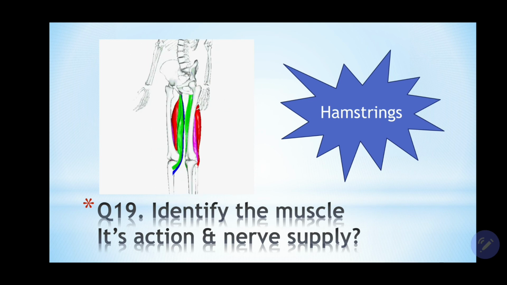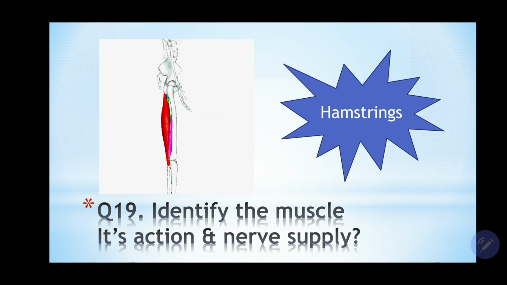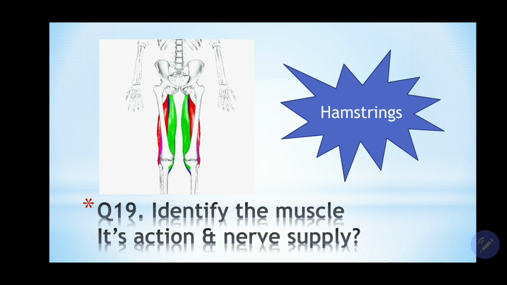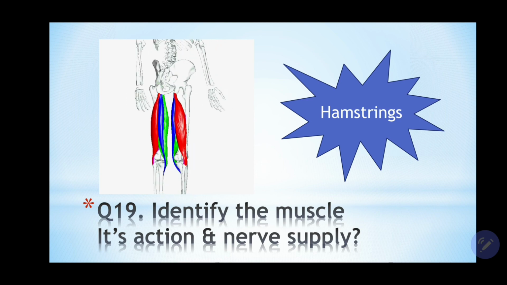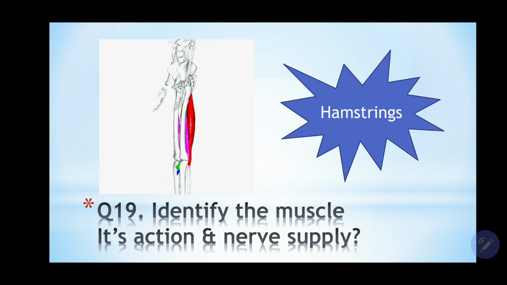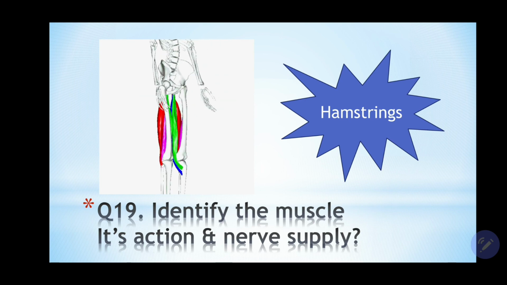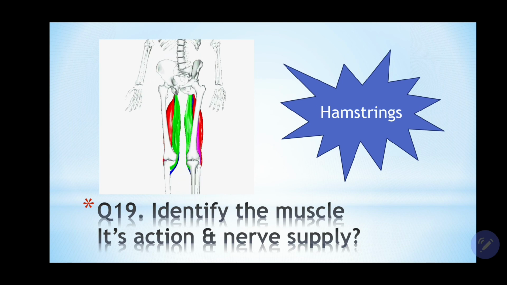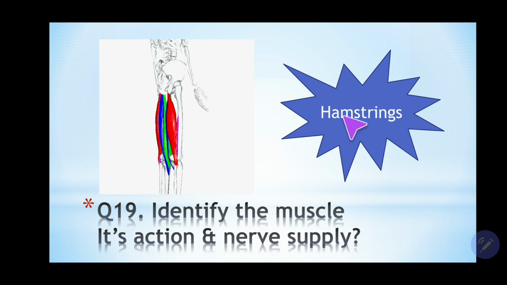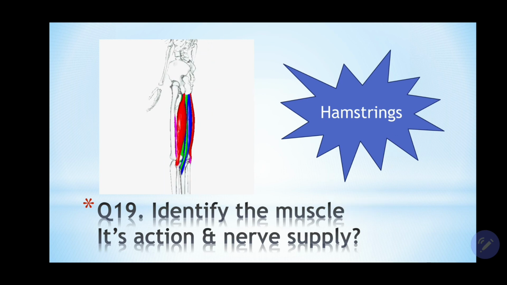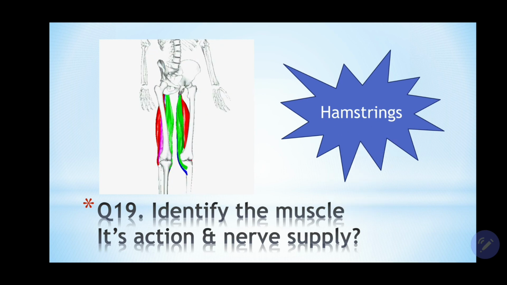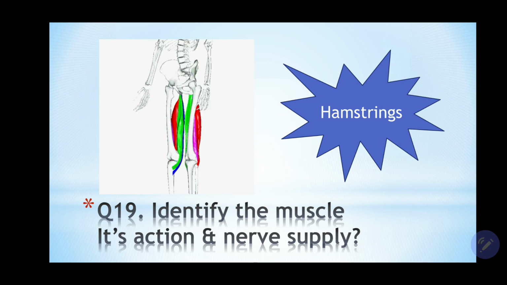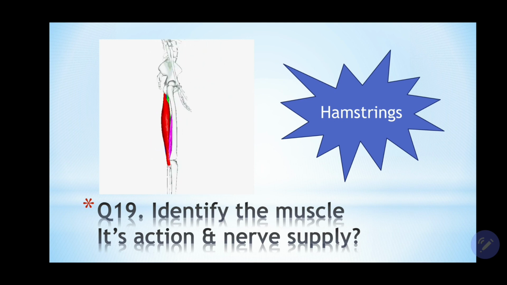And the green color one, which covers or embraces semitendinosus from the anterior side, it is semimembranosus. Got it? And the red one is the long head of biceps femoris. The pink one is the short head of biceps femoris. They have not included the ischial head of adductor magnus, because that also is a hamstring. Anyway, these are the 4 muscles which together form the hamstrings.